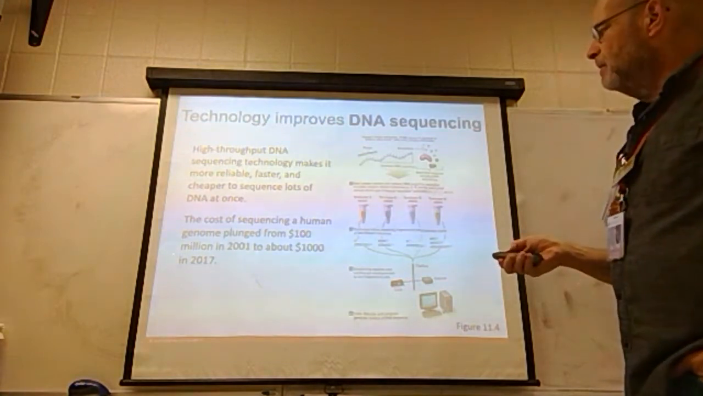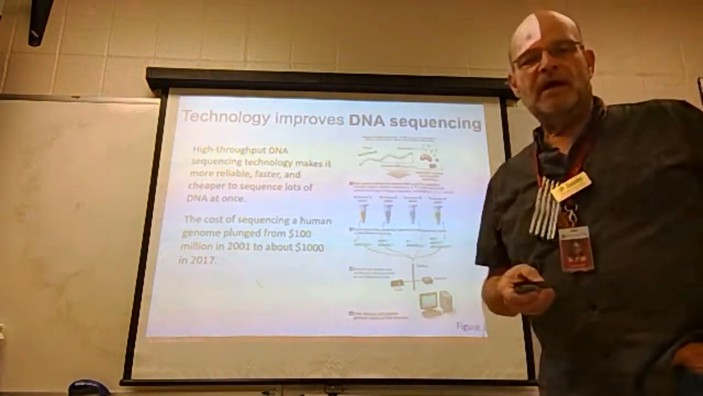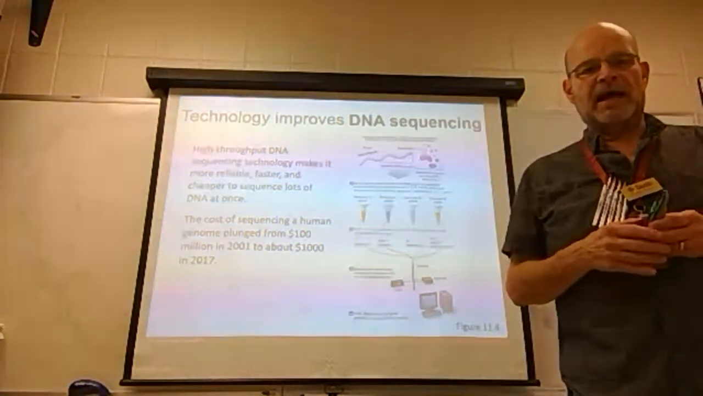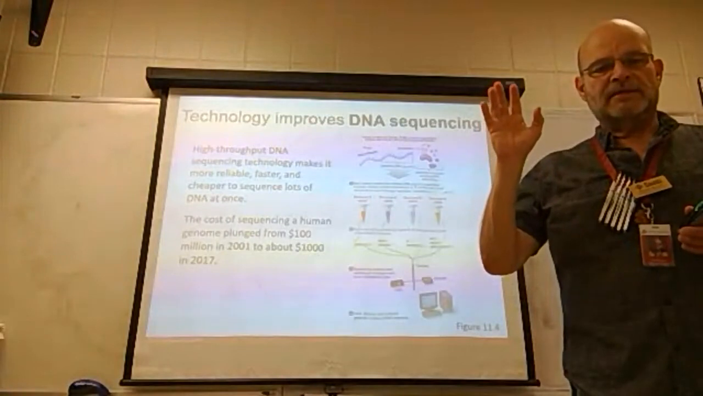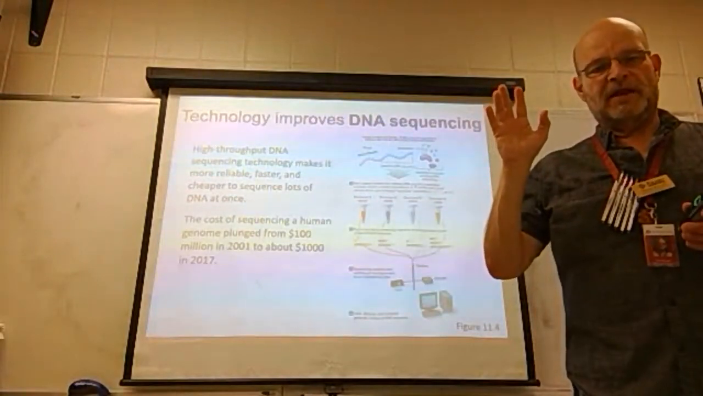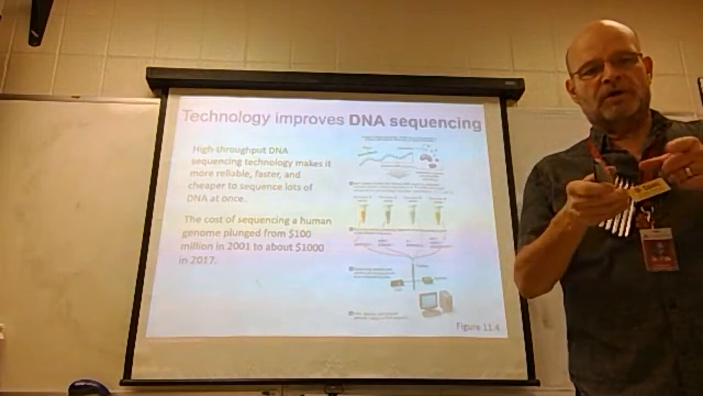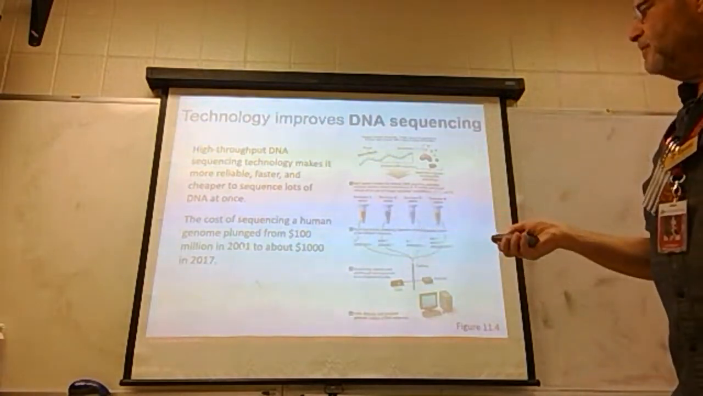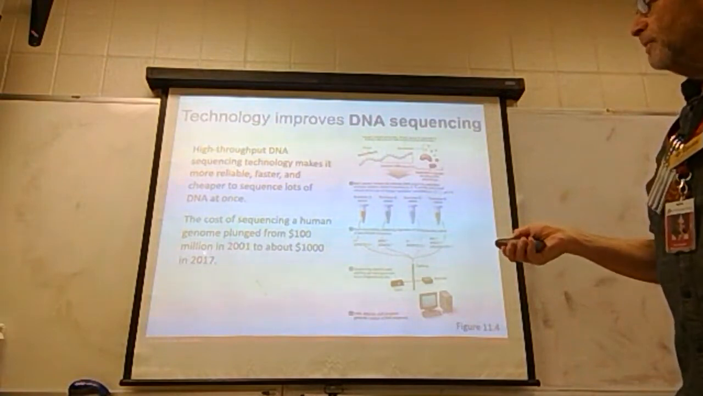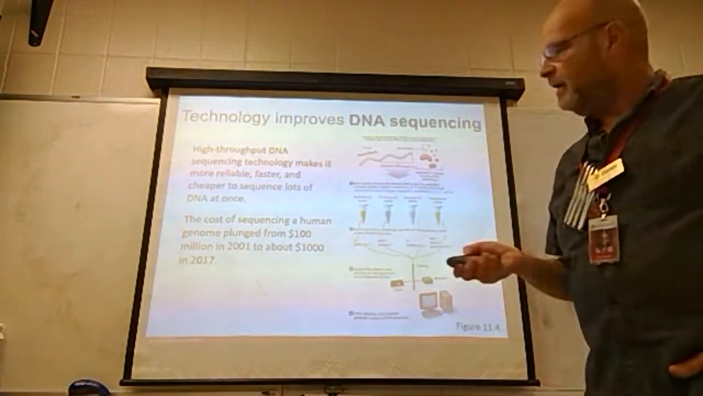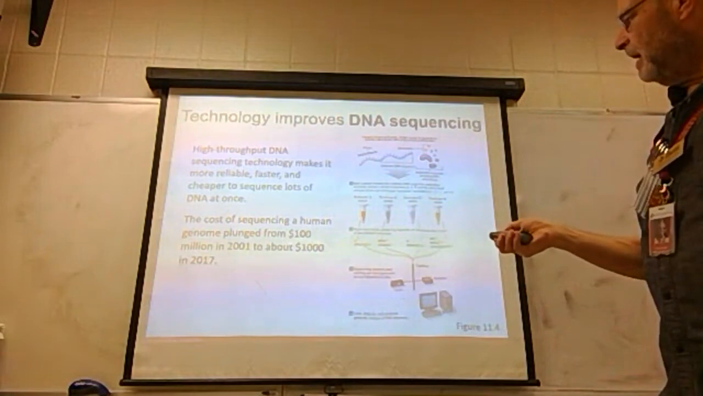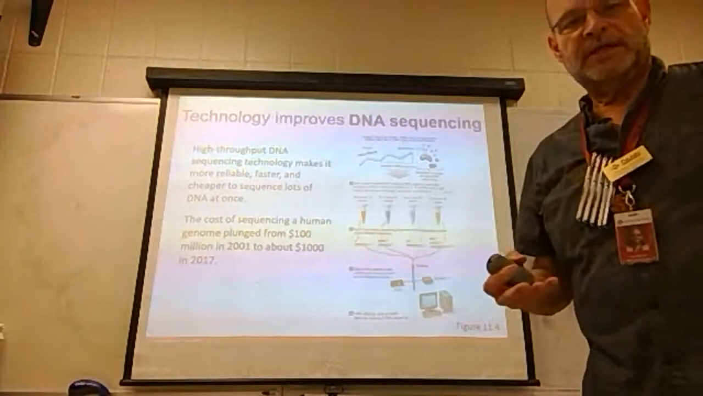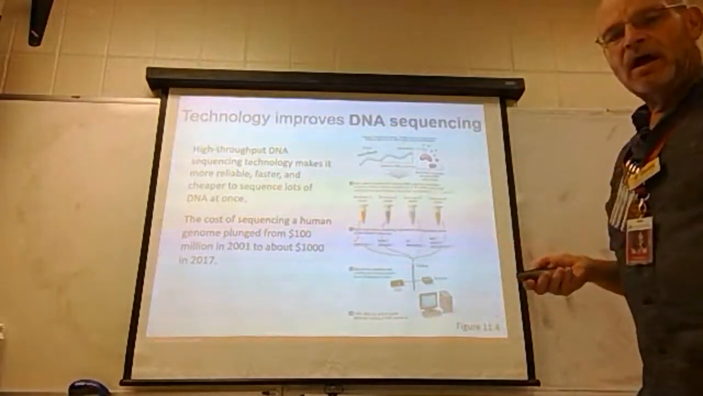And it's even less than that now, because how many of you, either yourself or know somebody who's paid $99 down at the Target and sent away to 23andMe or that other place to find out what your genetic code is? In 2001, that process would have cost you $100 million. In 2017, it would have cost you around $1,000. You can now do it for less than $100. They will sequence your entire genome.